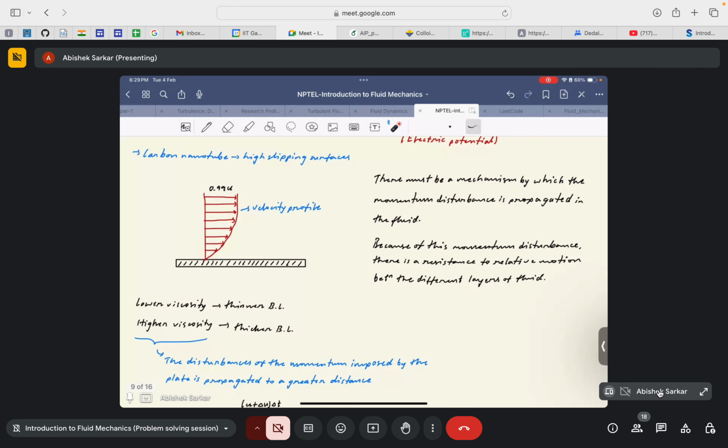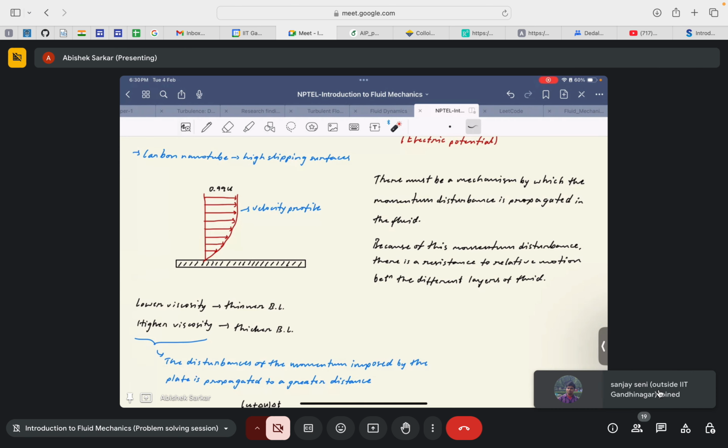So now you may ask, why is there a no slip boundary condition? Because of the fact that the fluid molecules get stuck with the surface along which it flows, the effect of this no slip boundary condition is also felt by the fluid molecules that are not stuck with the surface.